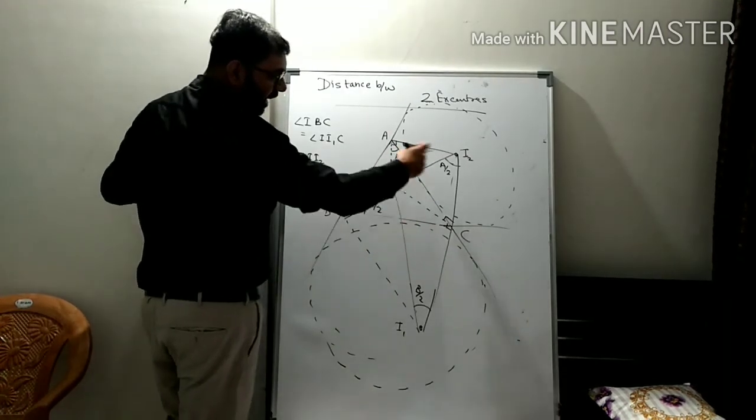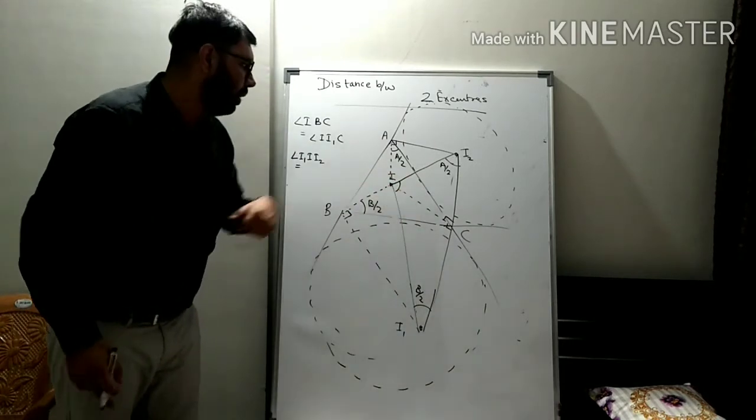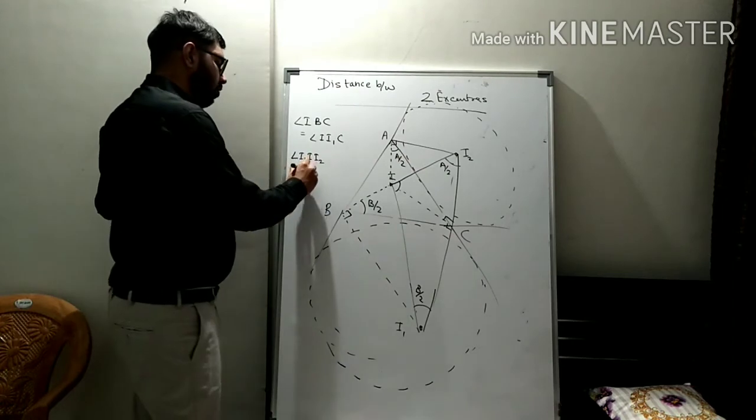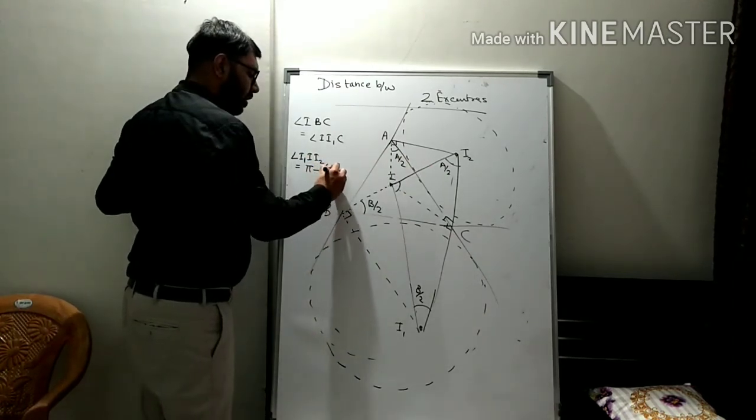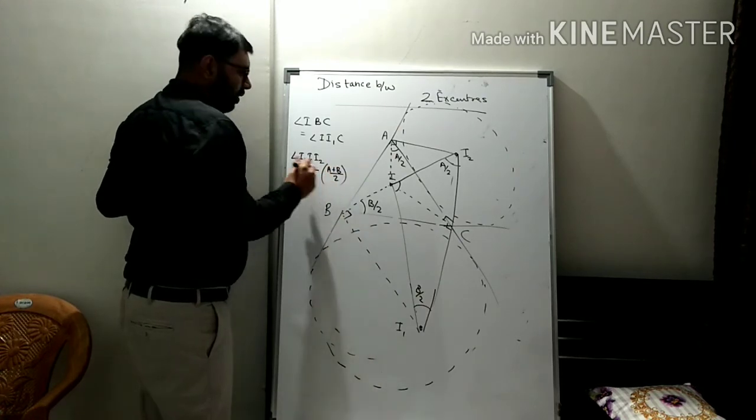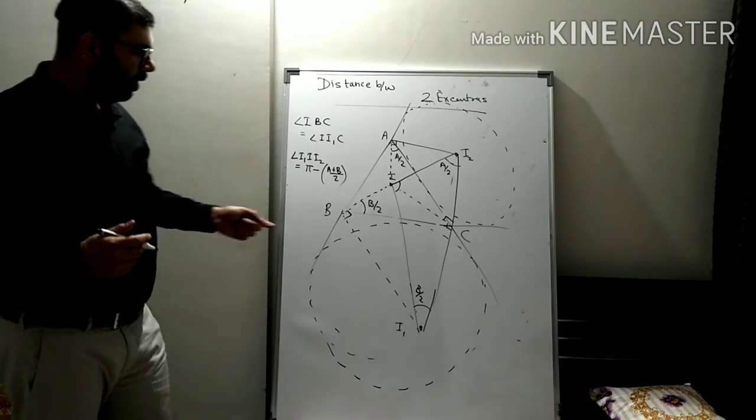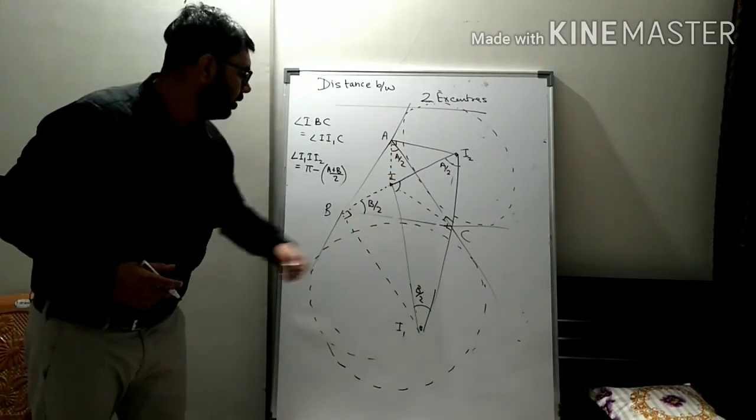Now the sum of these three angles is 180 or pi because this is forming a triangle, so we can apply the angle sum property. If we subtract the sum of these two angles, pi minus (A plus B) by 2, we will get this angle. Okay, angle I1 I2 will become pi minus (A plus B) by 2.